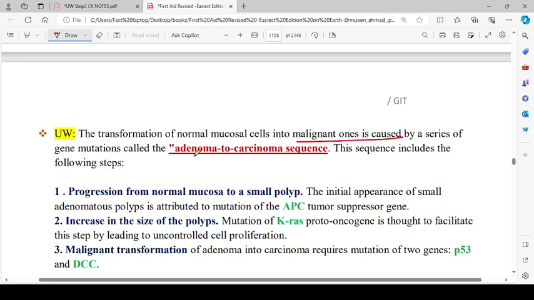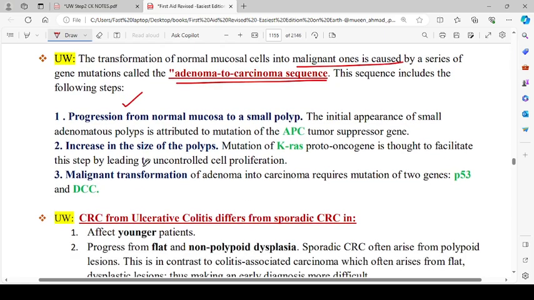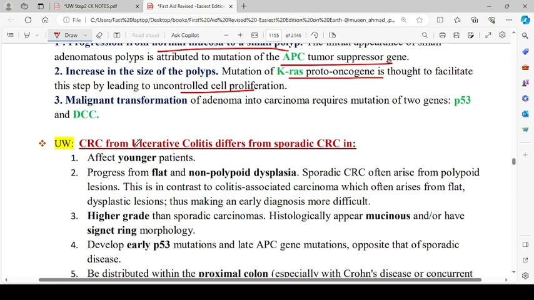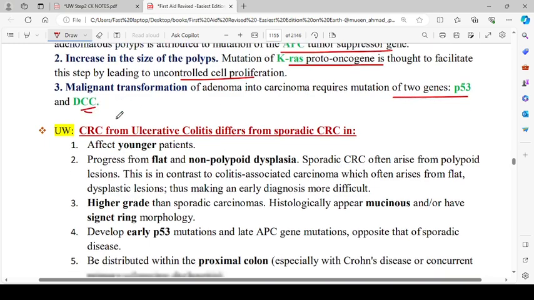The UWorld point: the transformation of the normal mucosal cell into a malignant one is caused by a series of gene mutations called the adenoma to carcinoma sequence. This sequence includes the following steps. One, progression from normal mucosa to small polyp. The initial appearance of a small adenomatous polyp is attributed to mutation of the APC tumor suppressor gene. Two, increase in size of the polyp. Mutation of the KRAS proto-oncogene is thought to facilitate this step by leading to uncontrolled cell proliferation. Three, malignant transformation of adenoma into carcinoma requires mutation of two genes, P53 and DCC.